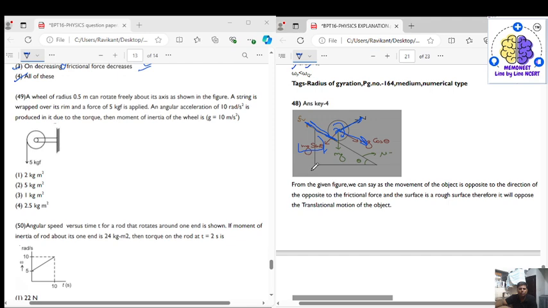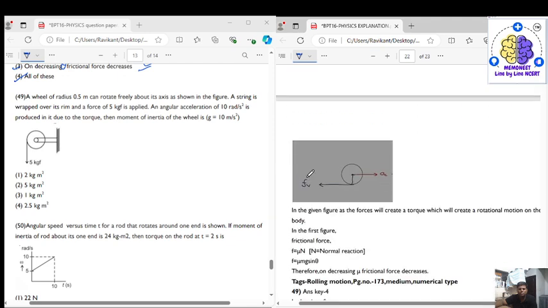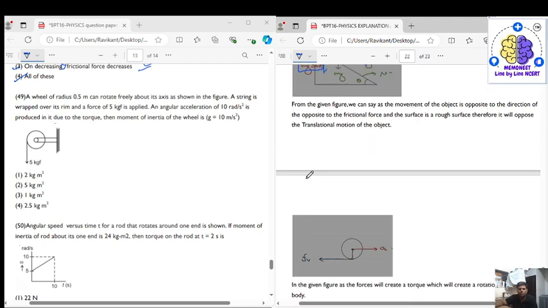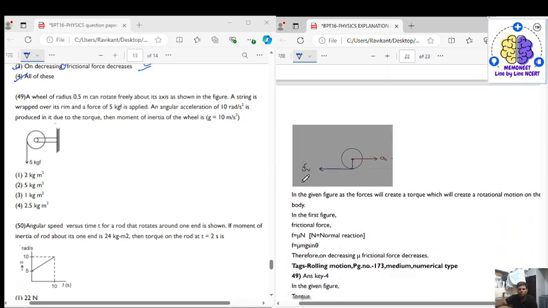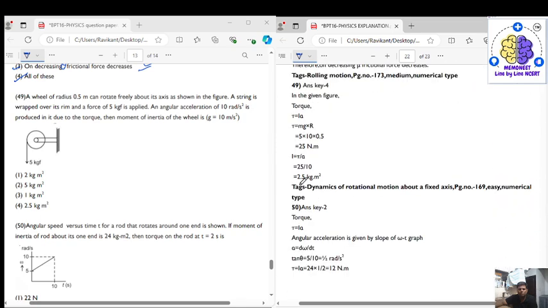Next, coming to question number 49. Question number 49 says that a wheel of radius 0.5 meter can rotate freely about an axis as shown in the figure. A string is wrapped over the rim and a force of 5 kgf is applied. An angular acceleration of 10 radian per second square is produced in it due to the torque. Then find the moment of inertia of the wheel.